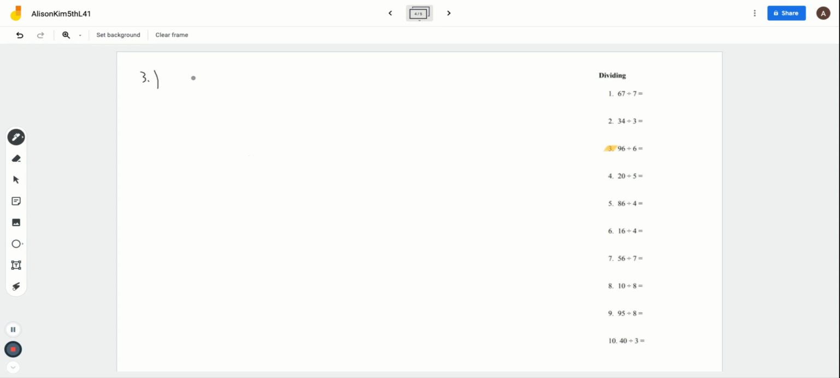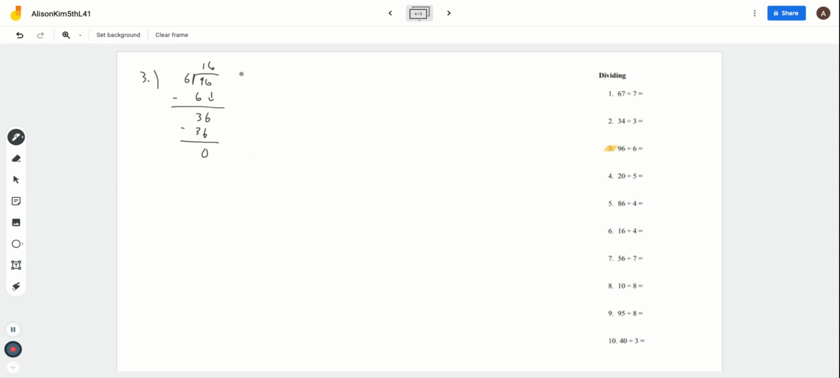So number 3 gives us 96 divided by 6. So 6 is going to go on the outside, and 96 is going to go on the inside. And now we just divide. 6 can go into 9 one time, so we're going to do 6 times 1 is just 6, and we're going to subtract 9 by 6, and we get 3. Now we bring down the 6, and we get 36. 6 can go into 36 evenly, because 6 times 6 equals 36. So we're going to get minus 36.